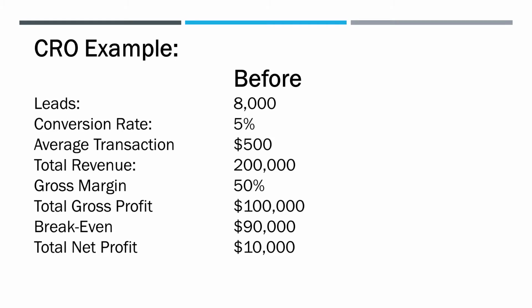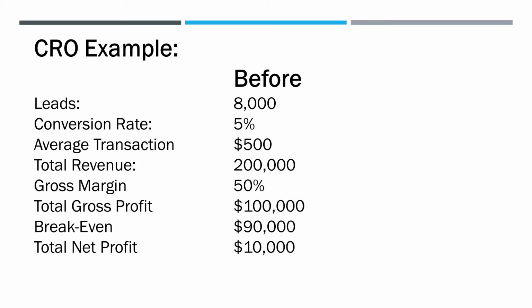So in this example, we have 8,000 leads coming into the website, and the conversion rate is 5%. The average transaction is $500. That would be a total revenue of $200,000. Gross margin would be 50%, so gross profit would be $100,000. Break even would be $90,000, and the total net profit would be $10,000 on a 5% conversion rate.